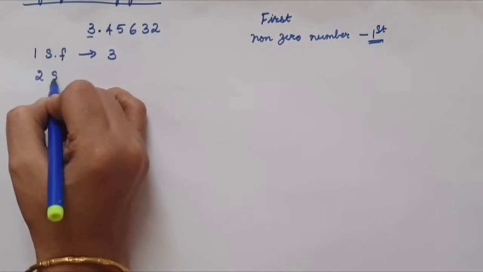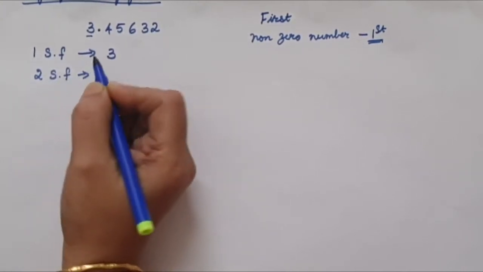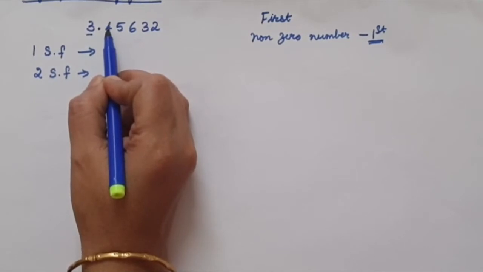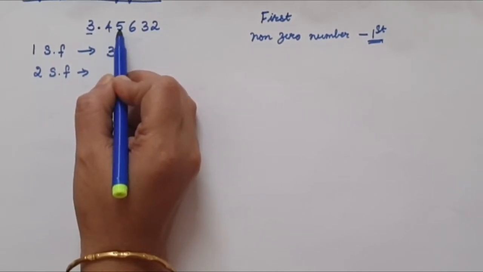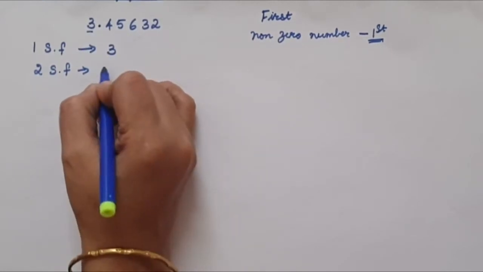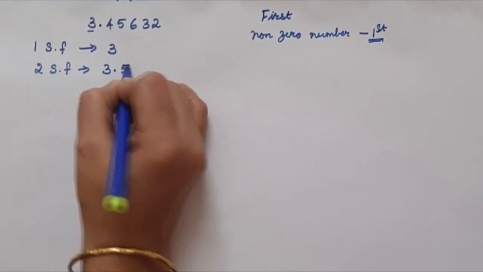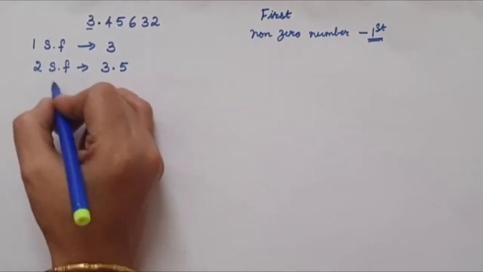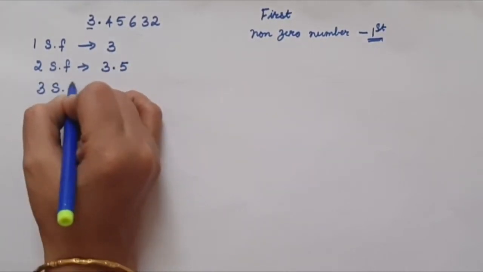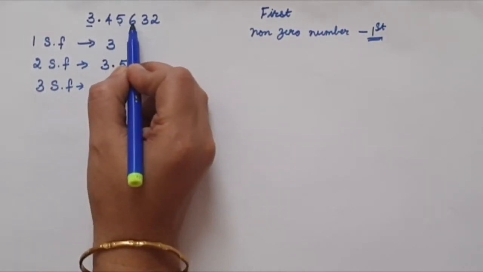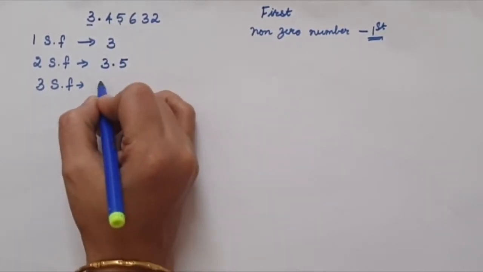Then suppose we have to write this number to 2 significant figures. So the first number, second number. As usual, we look at the next number. When it is 5 or more than 5, we add 1 here. So it becomes 3.5. If this was a 4, we would just write our answer as 3.4. Then to 3 significant figures: 1, 2, 3. Again this is a 6, so we add 1.